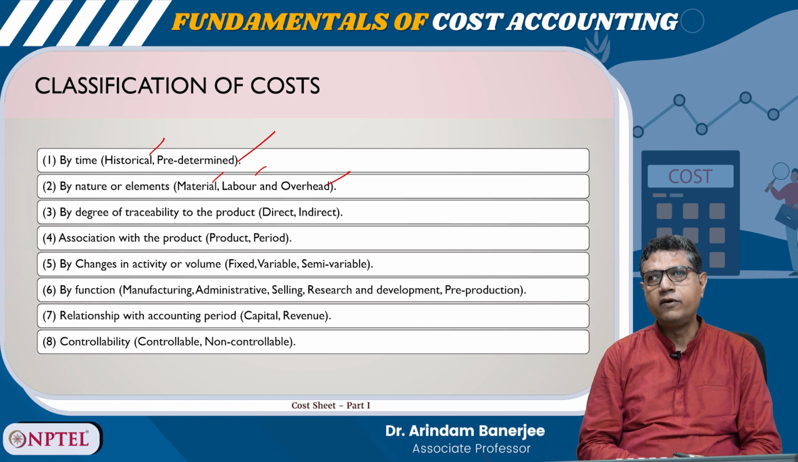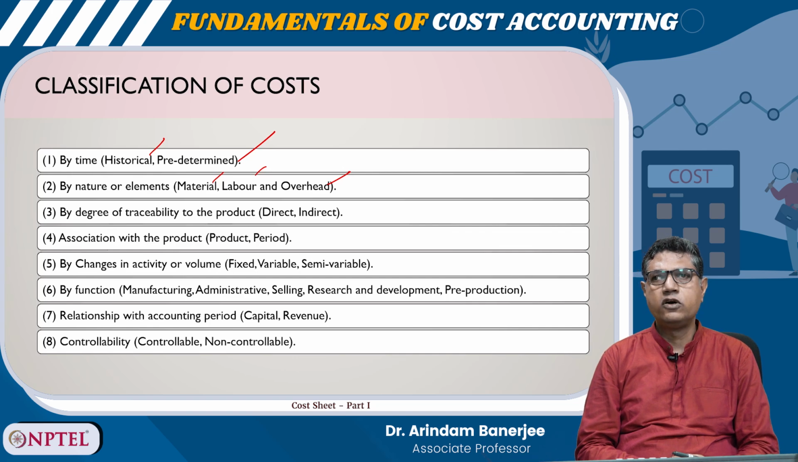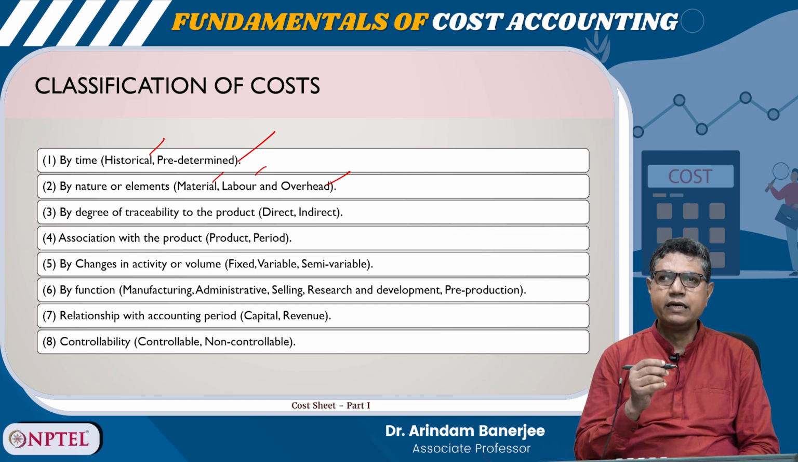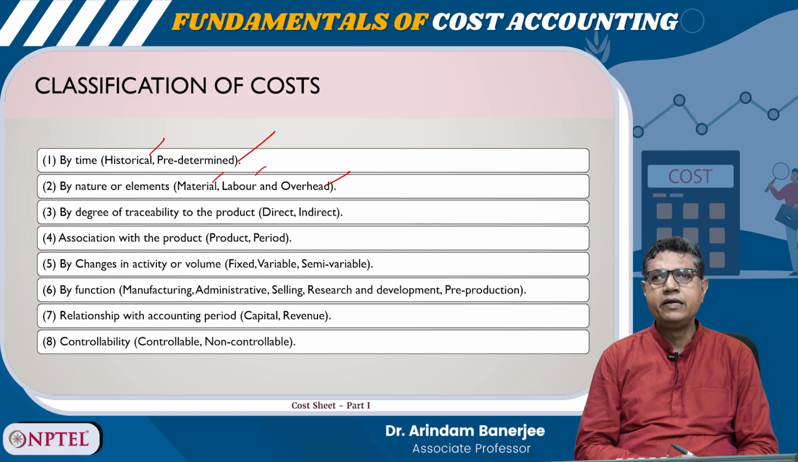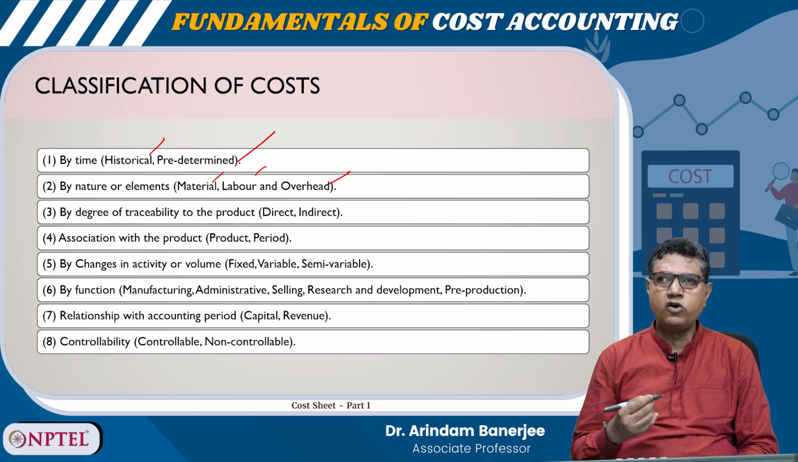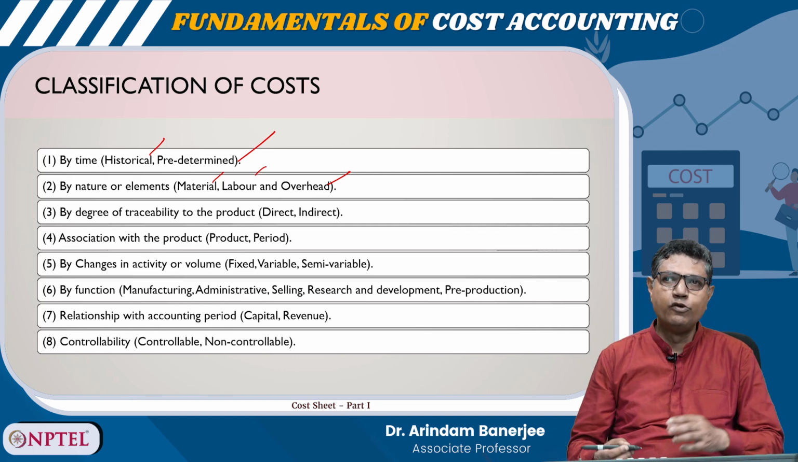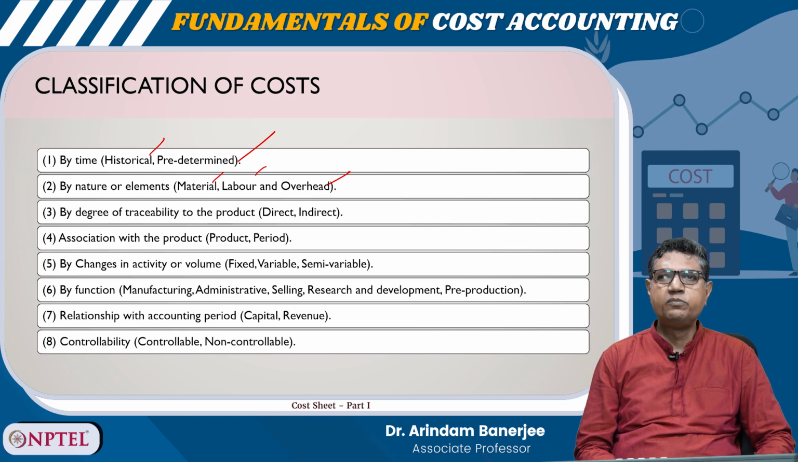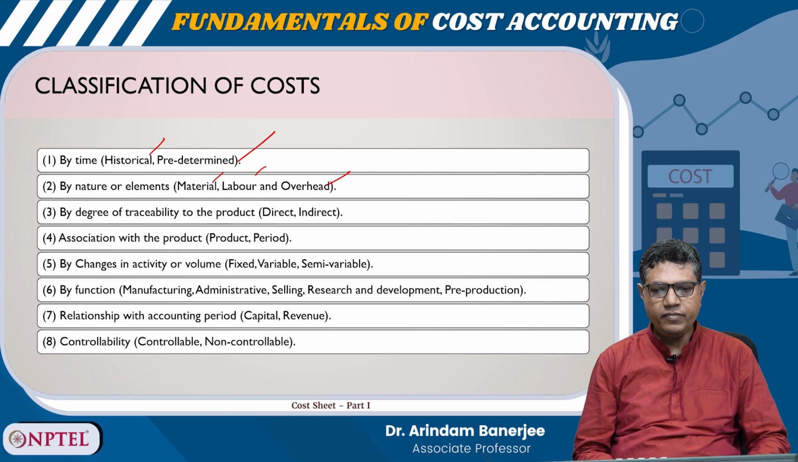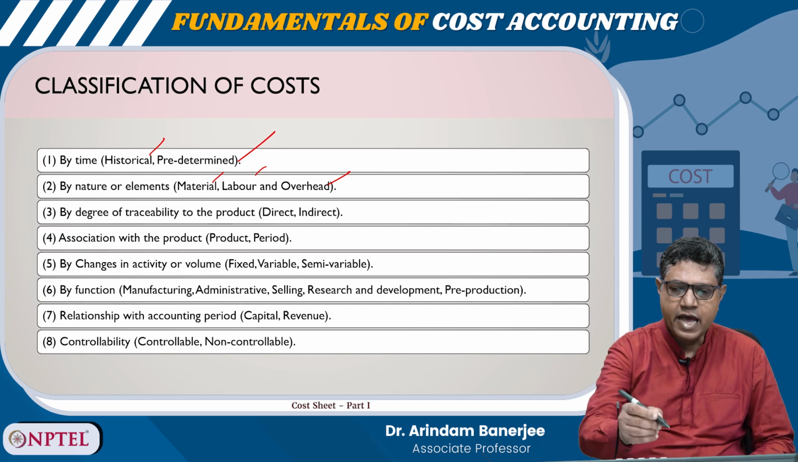It can also be classified on the basis of the traceability to the product, like it can be direct cost or indirect cost. Direct cost means the cost which we can directly assign to the final product, and indirect cost is the cost which we can't directly assign to the final product, but we need to allocate it on some suitable basis. Like for example, the material used for production of a car, that is a direct cost, but the salary paid to the accountant may be an indirect cost. Then association with the product, that is the product and period.